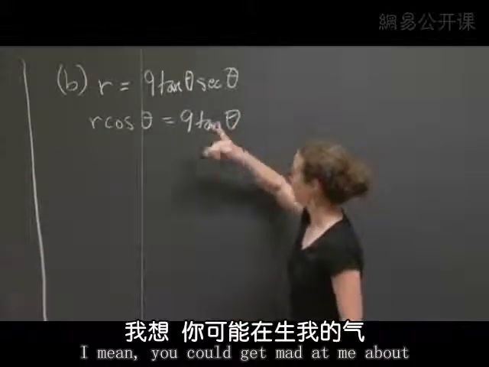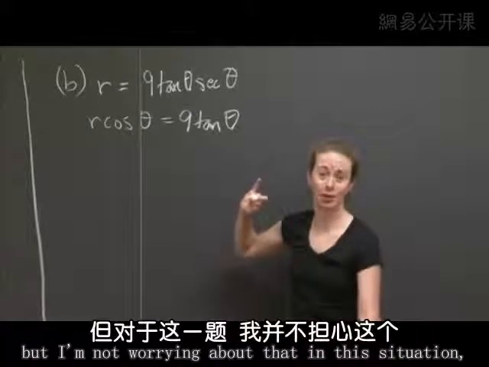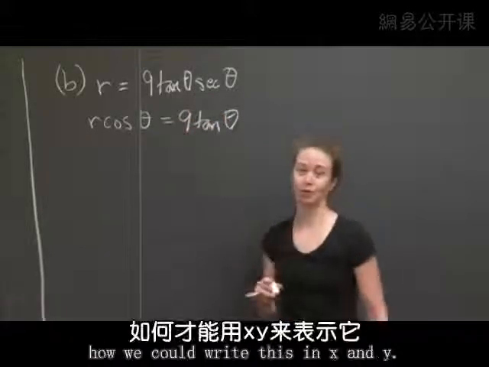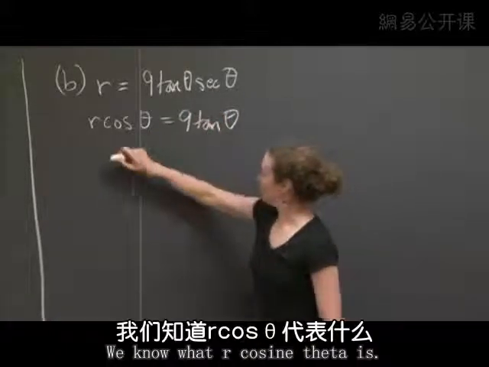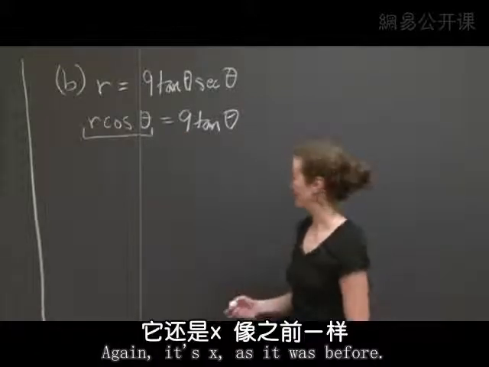I mean, you could get mad at me about where this is defined in terms of theta, but I'm not worrying about that in this situation just right now. We're just trying to figure out how we could write this in x and y. We know what our r cosine theta is. Again, it's x as it was before.